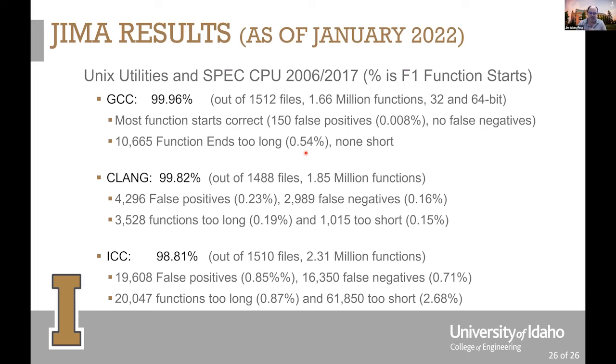We also had some functions that were too long. In several of the compilations, there was extra code after the function actually terminated that we couldn't tell if it was just extraneous code, but we detected it. But again, 0.5%, so not too bad. With Clang, we did a little worse. And with ICC, Intel does such weird stuff. We did a little worse, but not too bad. Now, these are the averages over the 1,500 some odd files.